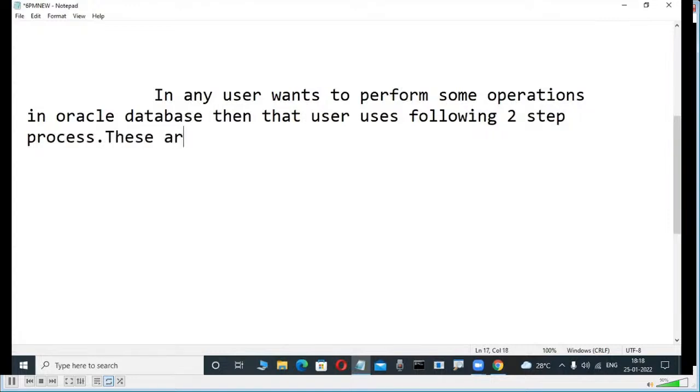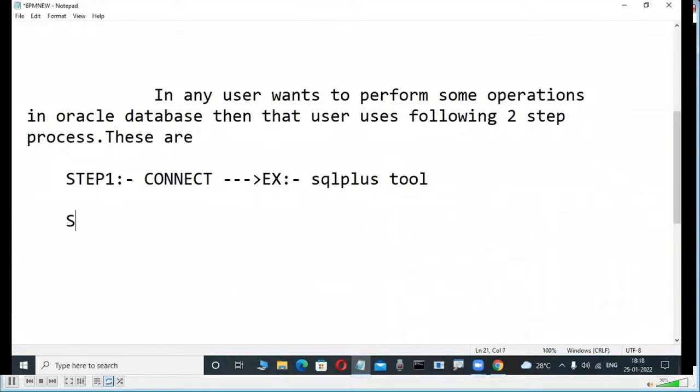These are step one. Through the diagram we will understand. Step one, connect. What does connect mean? Today we are starting. Connect, for example, the SQL Plus tool. What is this SQL Plus tool? Is it created, installed, or automatically installed? I will tell you, don't worry. Here, step two.